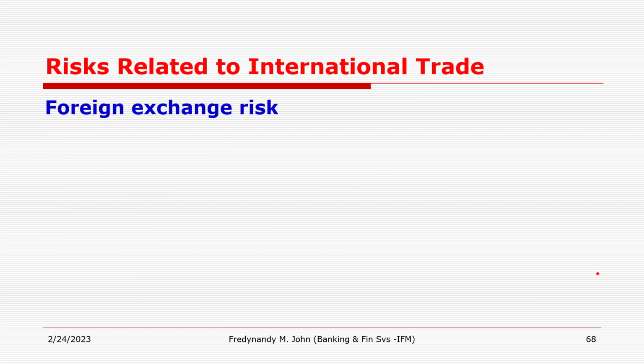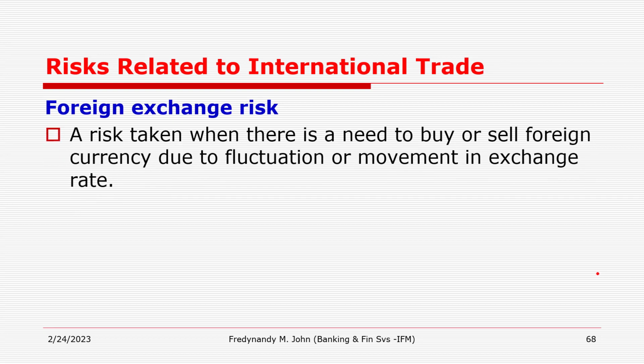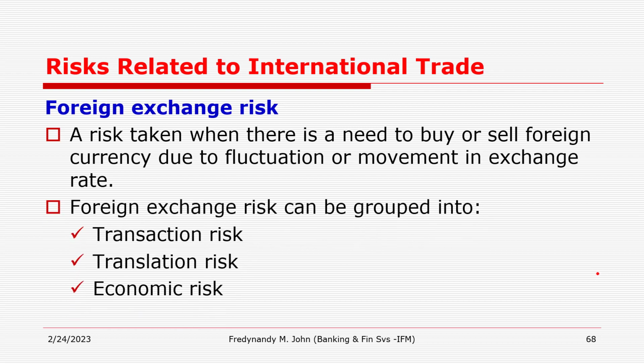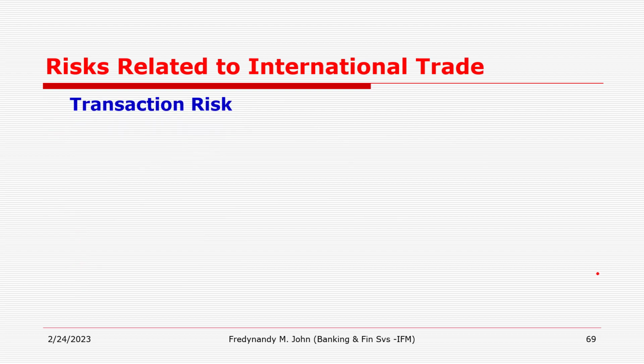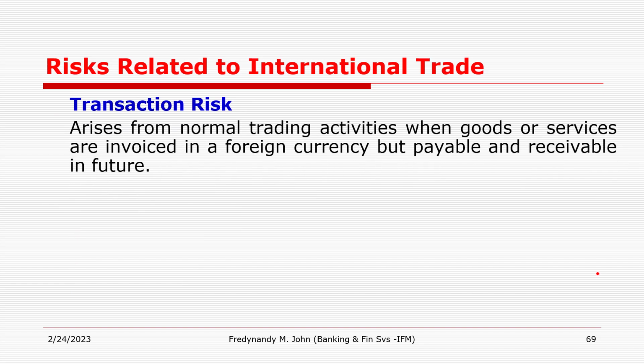Another risk is the foreign exchange risk. Foreign exchange risk occurs due to the volatility of these foreign currencies. A risk taken when there is a need to buy or to sell foreign currency due to fluctuation or movement in the exchange rate. Now, foreign exchange risk can be grouped into three categories: transaction risk, translation risk, and economic risk. Now, let's start by exploring the transaction risk.